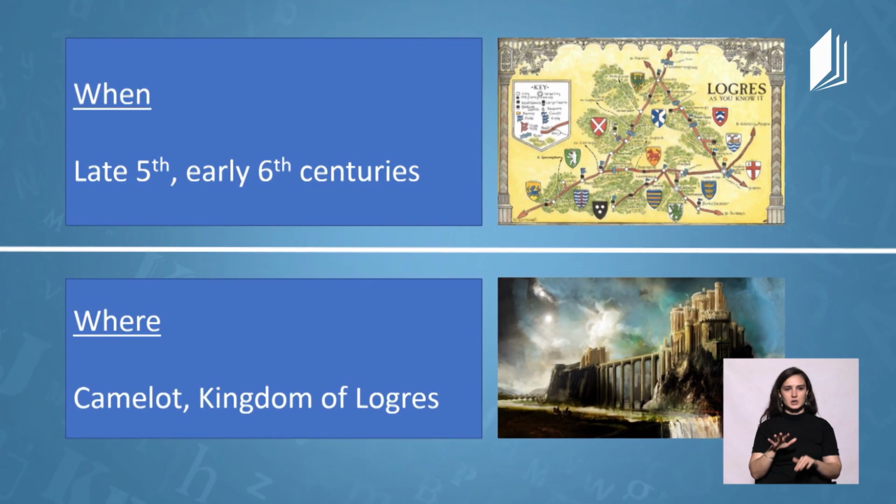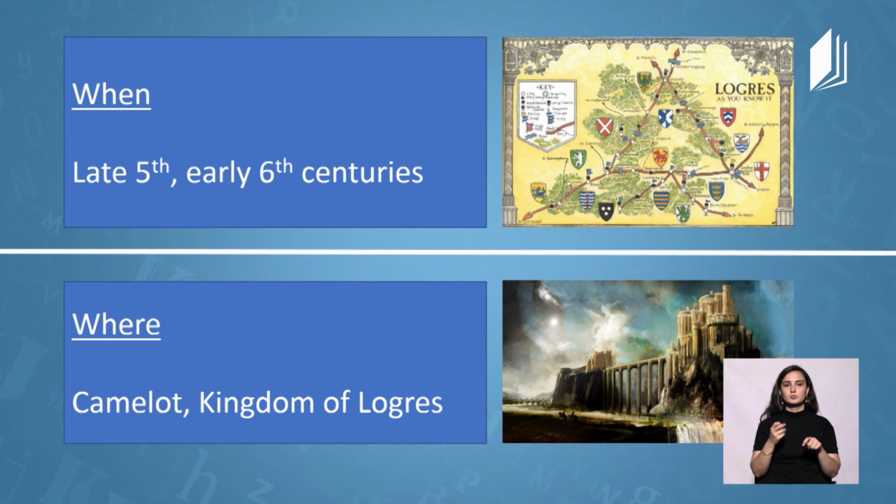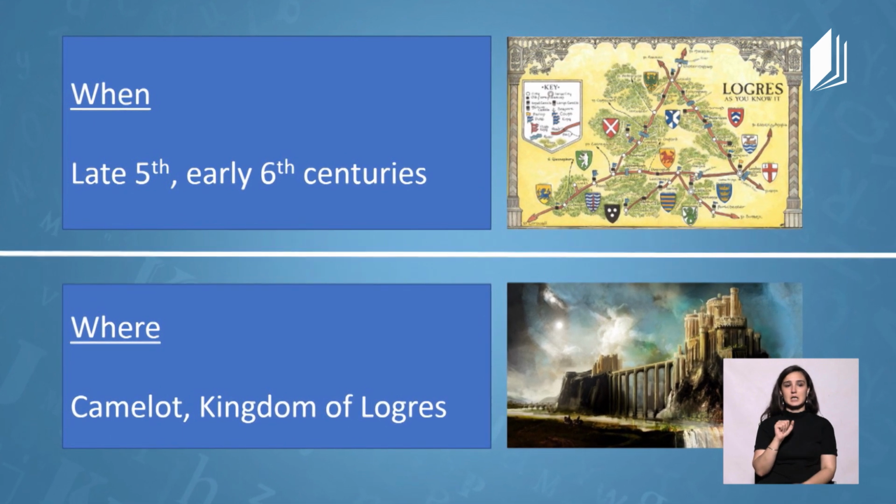So where did this happen? Camelot, Kingdom of Logres, that is a part of England now. Camelot actually was not mentioned in early stories. It was created by the 12th century, and Camelot is Arthur's castle and the capital of his kingdom. So it isn't a real place, but it has become a powerful symbol of Arthur's ideas of chivalry.